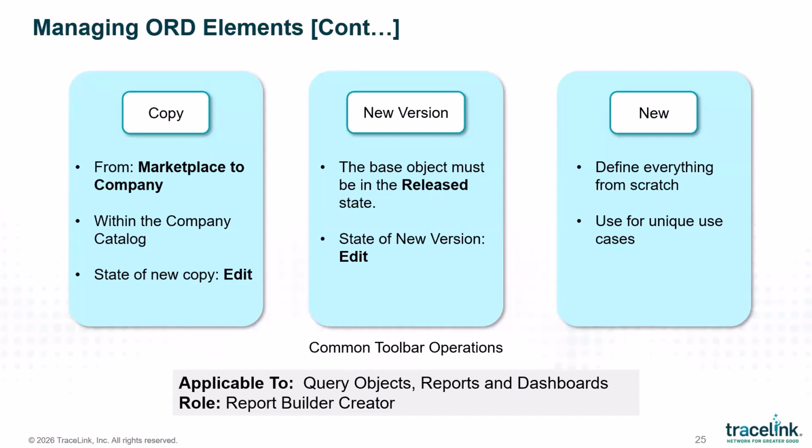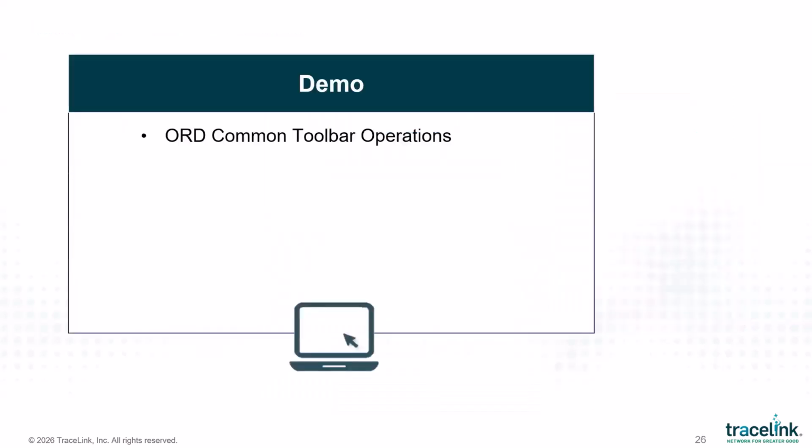New version is used when the existing object is released and you want to update it. The new version also starts in edit, ready for changes. New means you're starting completely from scratch, perfect for unique or custom use cases. So think of it in this way: copy is to reuse, new version is to improve, and new is to create something entirely original. I'm now going to show you some ORD common toolbar operations in the system.